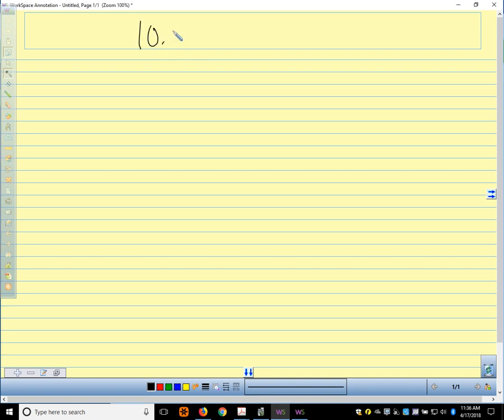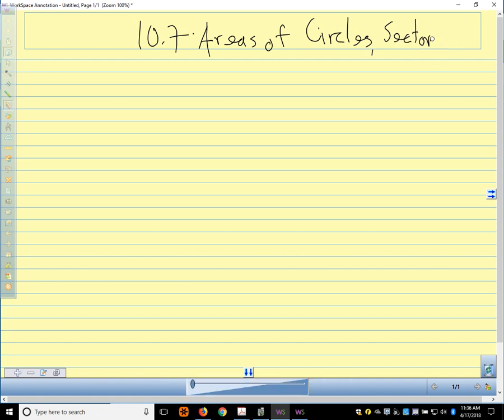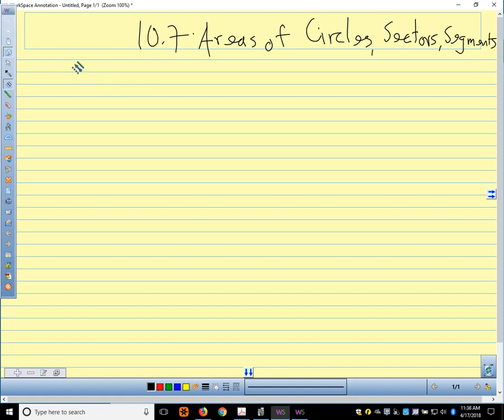So this is the last section of chapter 10. Circles, sectors, and segments. Well, the area of a circle, hopefully by now, we all know how to calculate the area of a circle, so I'm not going to go into a lot of detail. We've talked about it already. Area of the circle.